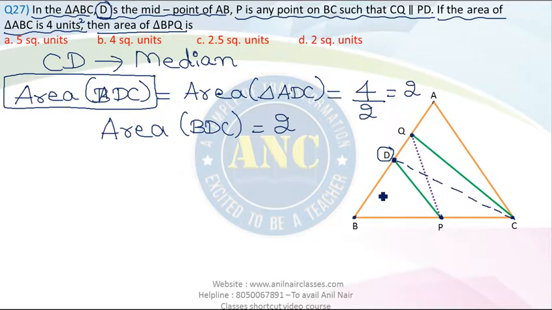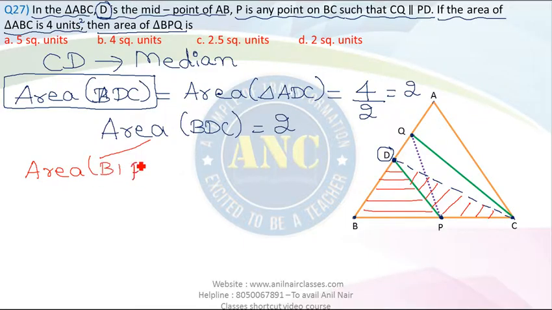Now, can I say that the entire BDC, I will shade it as triangle BDP. Triangle BDP is one part of the triangle and triangle PDC is the other part. That means this is nothing but area of triangle BDP plus area of triangle DPC. If I combine these two triangles, I will get BDC. Right hand side still remains 2 itself.